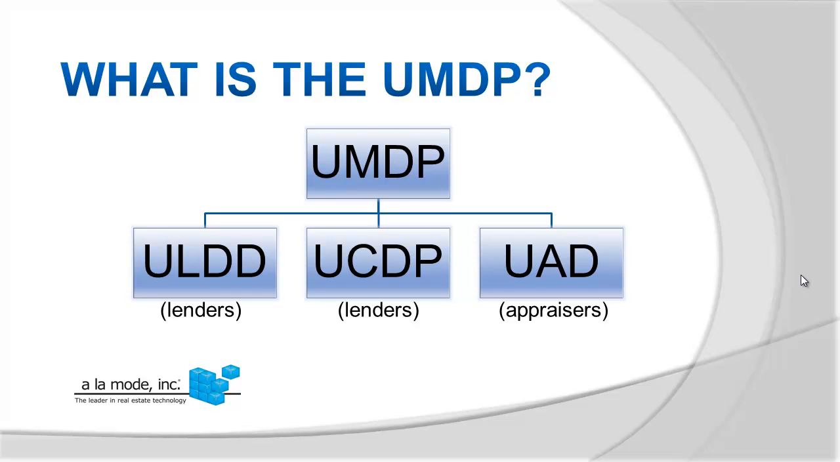So the ULDD is actually the raw data for the loan itself. That's that piece on the left. The piece in the middle, this UCDP, stands for Uniform Collateral Data Portal.